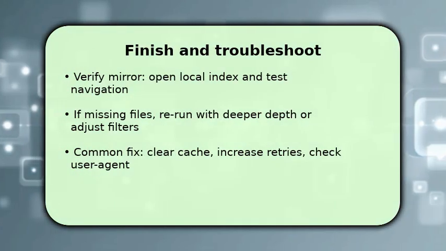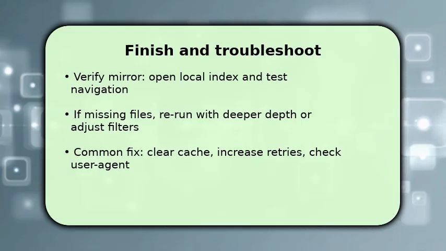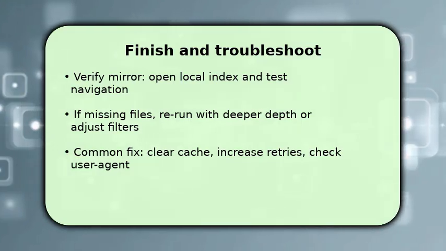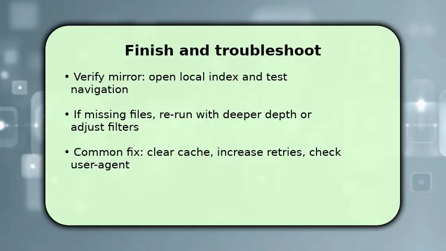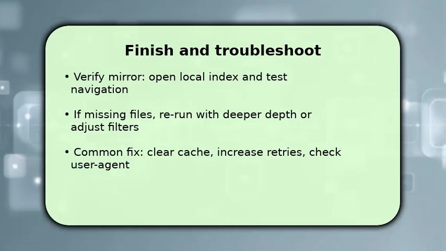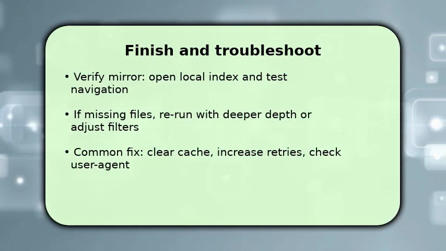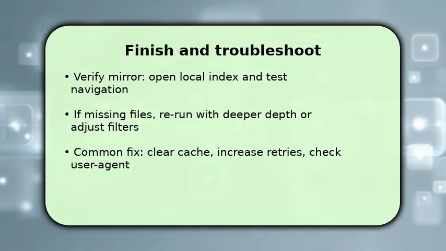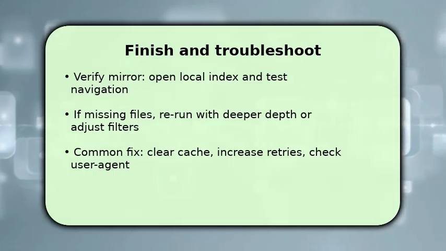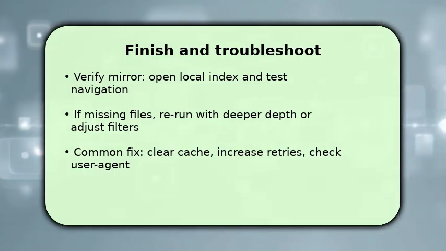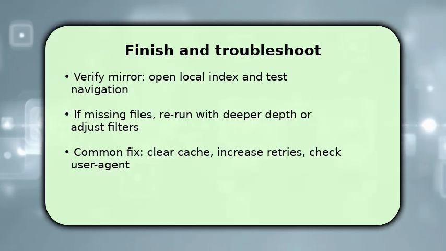You complete the process by opening the local index and walking through pages to confirm assets load and internal links work. If you find missing images or pages, rerun the mirror with a deeper link depth or relaxed filters. Make sure you didn't accidentally exclude necessary file extensions. If downloads fail, clear temporary cache, raise retry counts, and confirm your user agent isn't blocked.